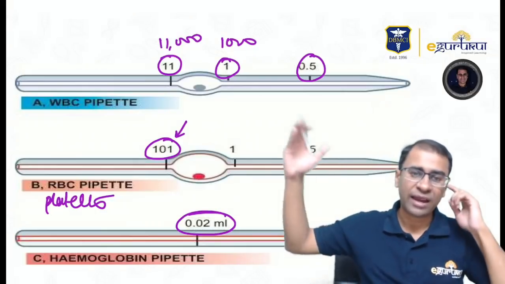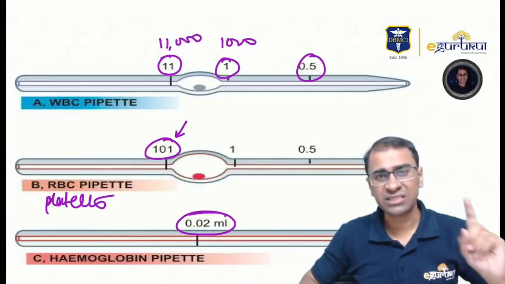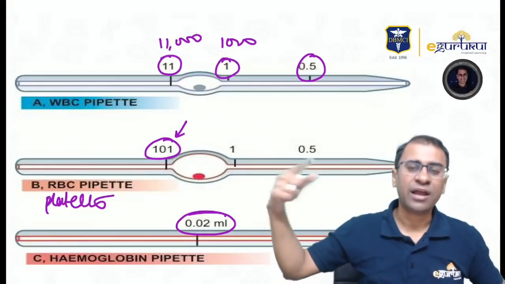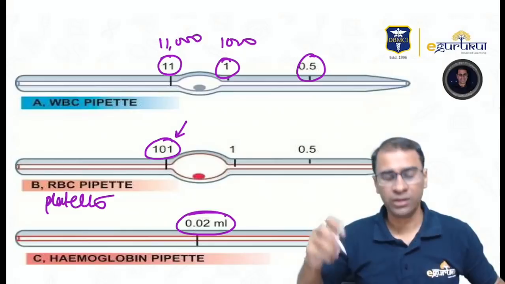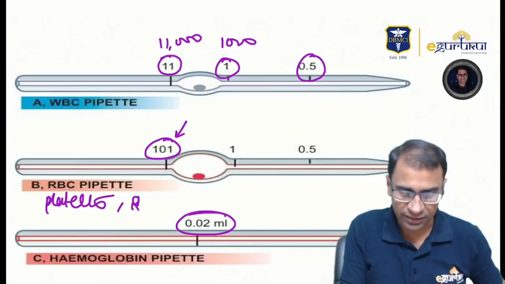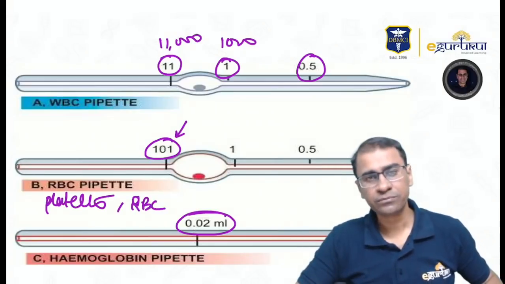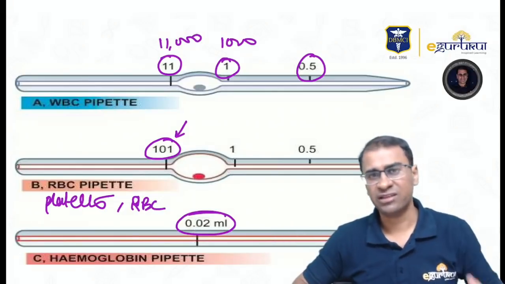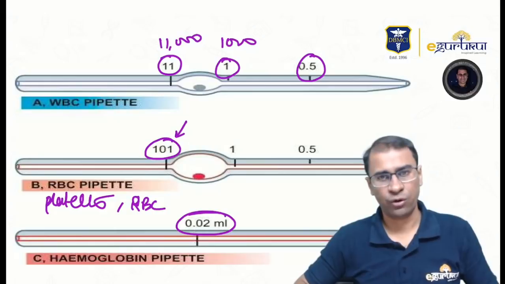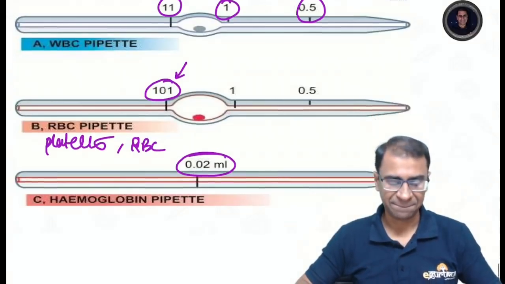Okay, this is how you will identify the three types of pipettes, and Rees-Ecker's fluid, which is used for platelets, can be used in an RBC pipette because the RBC pipette is used also to count the platelets and the RBC. How it is done, where it is used, is completely physiology, and you might have done this experiment in the first year of your physiological training program.